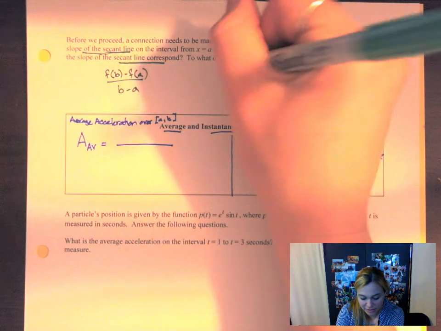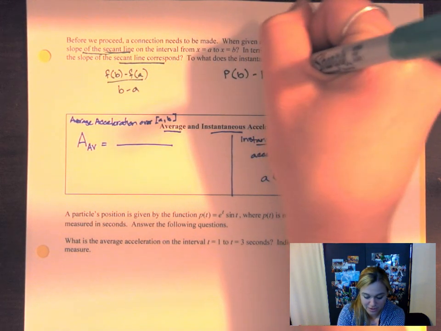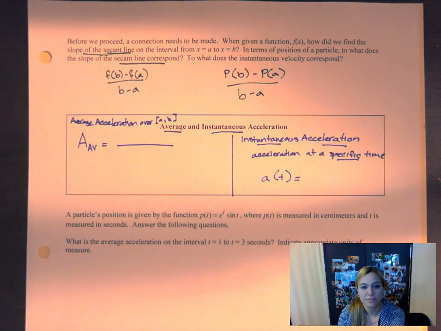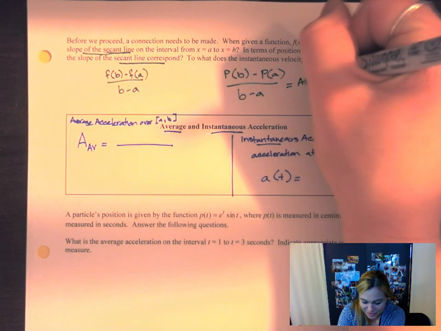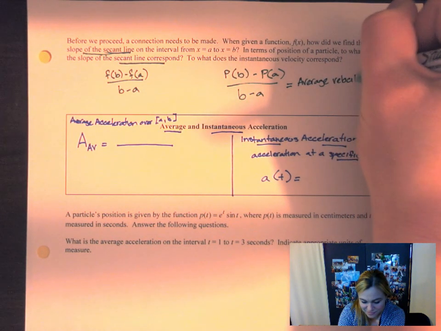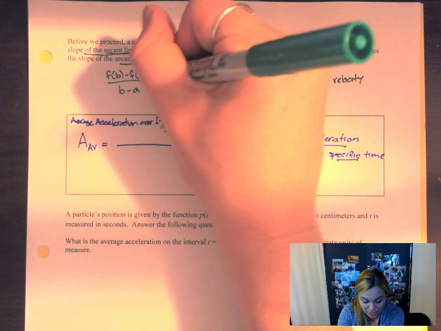So if you were to find p of b minus p of a over b minus a, what is that? This is the average velocity. And this was the slope of the secant.